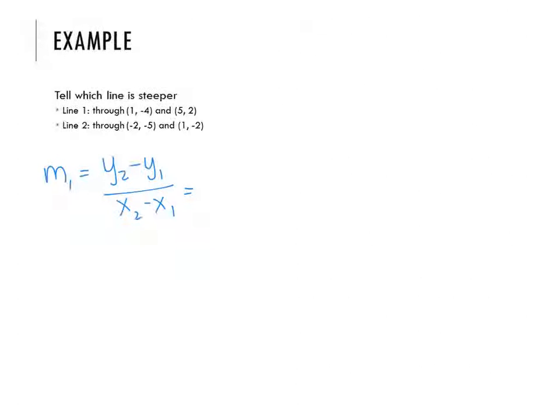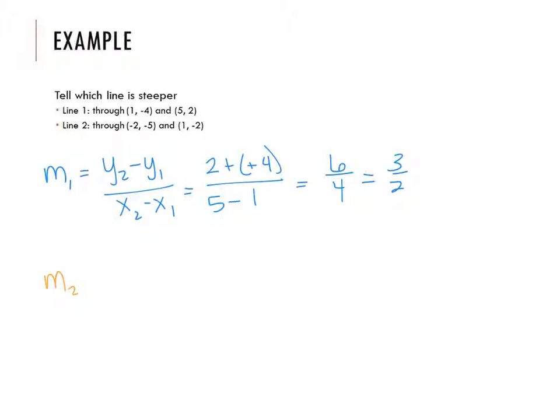And so this is going to be, if we do 2 minus a negative 4 over 5 minus 1. This is going to be 6 over 4, which is 3/2, because you always reduce your slope. Never change slope to a mixed number. Never, ever, ever change a slope to a mixed number. You leave it just like that.